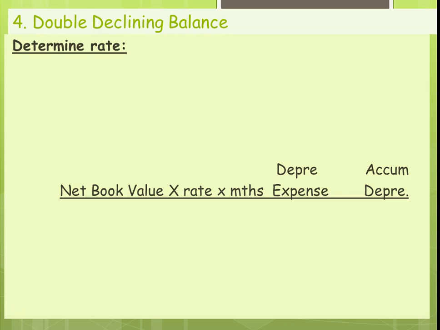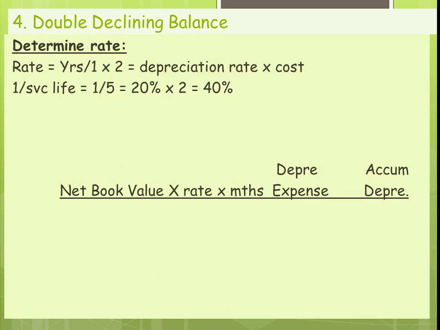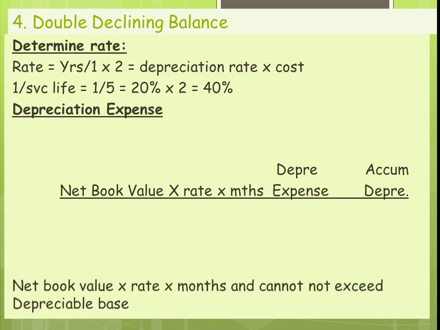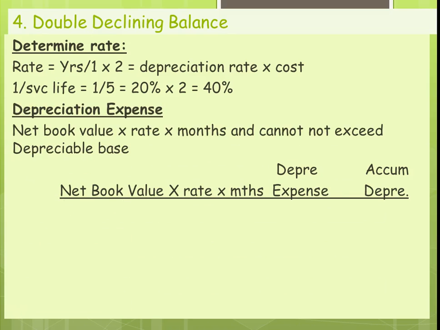The last one we're going to look at is double declining balance. The rate is always going to be the years divided by 1 times 2 equals the depreciable rate times the cost. So in our case, the rate is 40%. Depreciation expense is always going to be the net book value times the rate times the months and cannot exceed the depreciable base. Now you only care about the months in the first year.